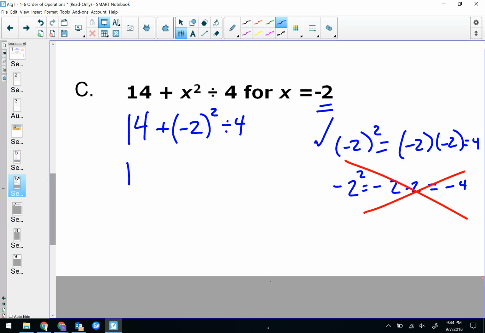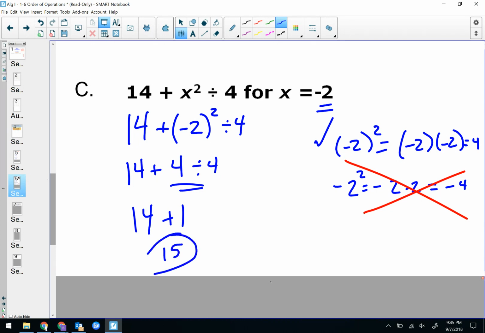So let's plug it in. 14 plus, we got a negative 2 squared is a positive 4, divided by 4. Let's take the division. 14 plus 1 is 15. There's my answer.